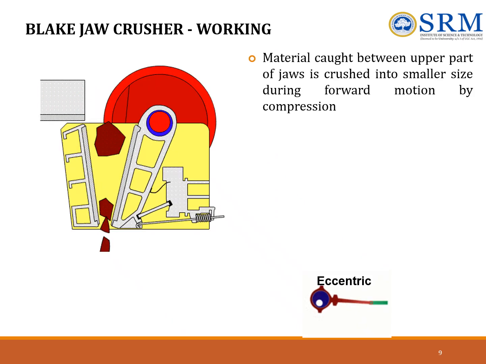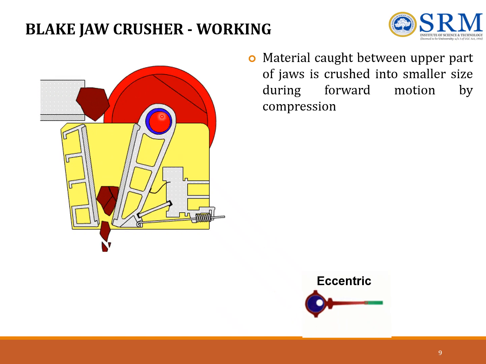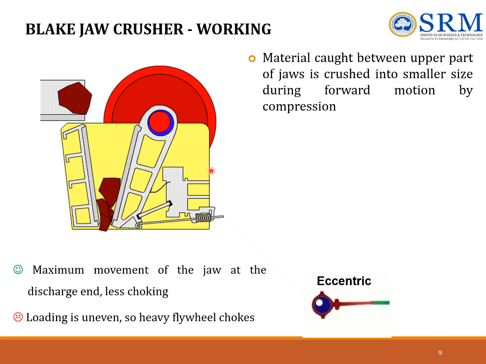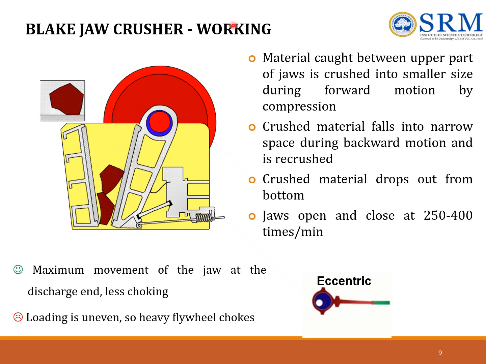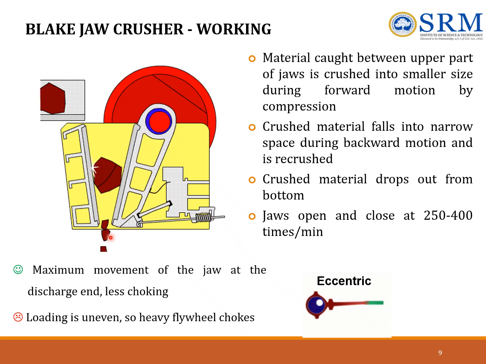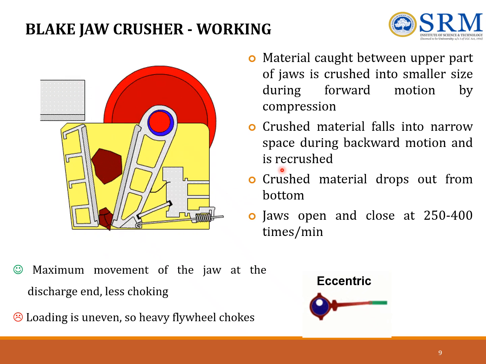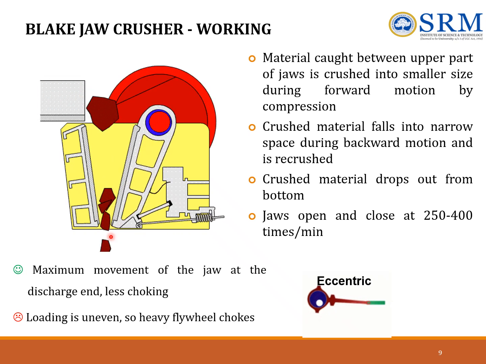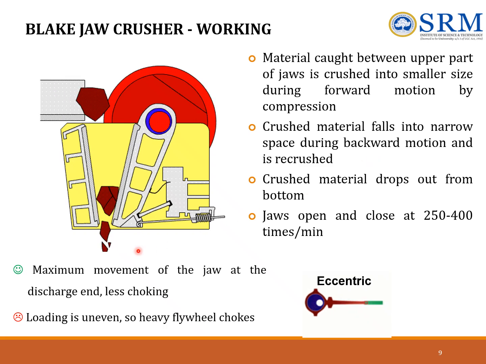Coming to the working, you can see the eccentric motion of the eccentric, which is placed at the top along with the flywheel. The material is caught between the upper jaw and is crushed into smaller size as the material moves forward by compression. The crushed material falls into the narrow space during the backward motion and is recrushed. The crushed material drops out from the bottom.